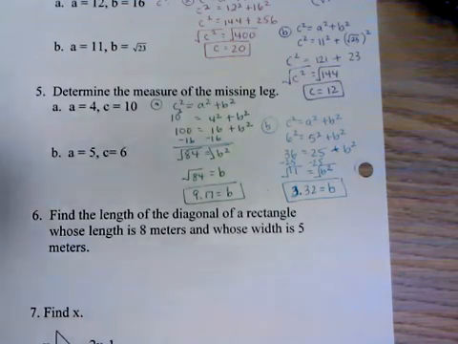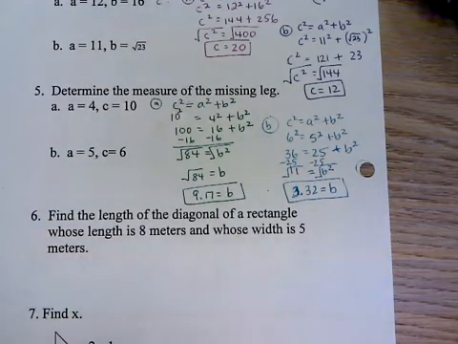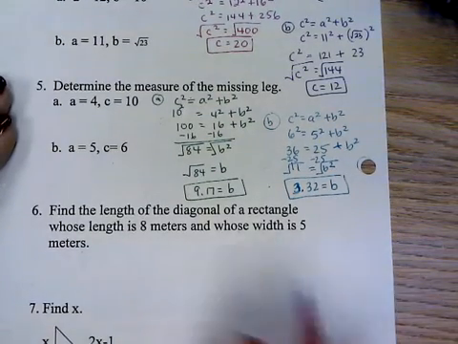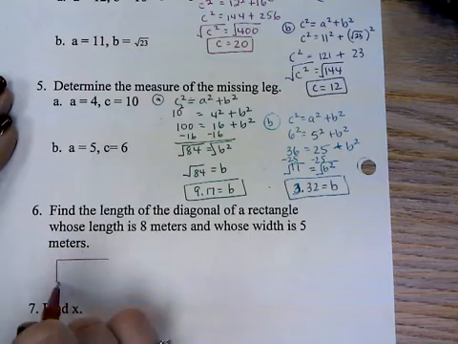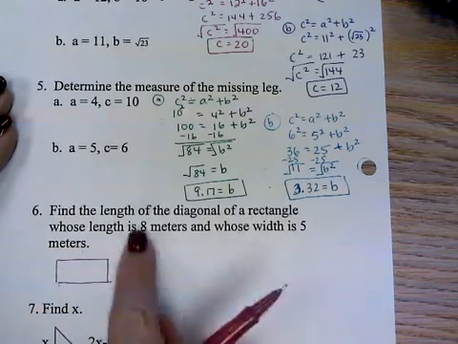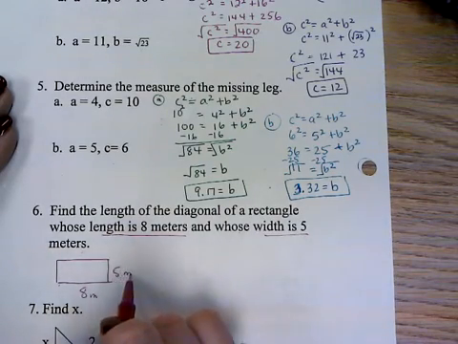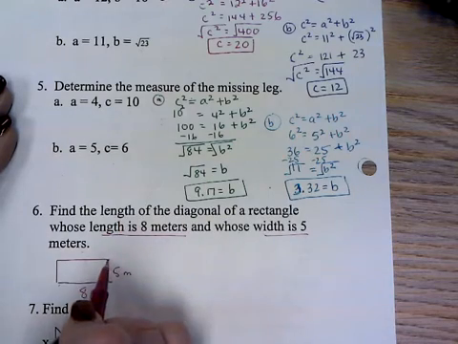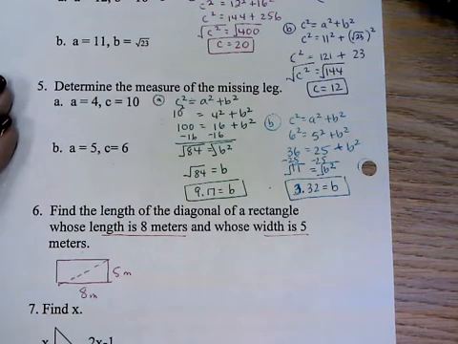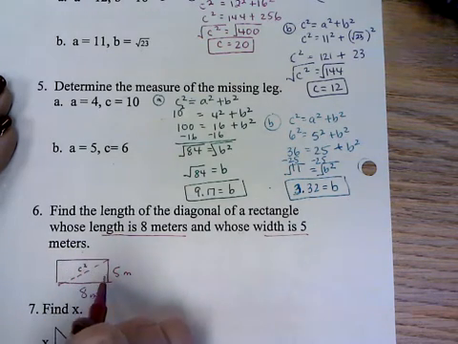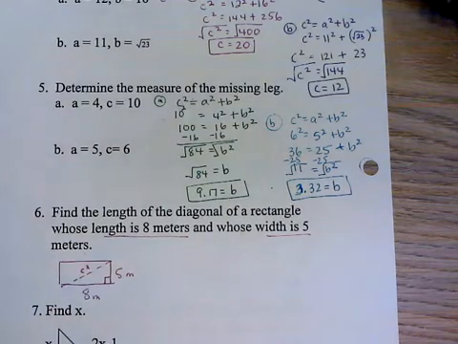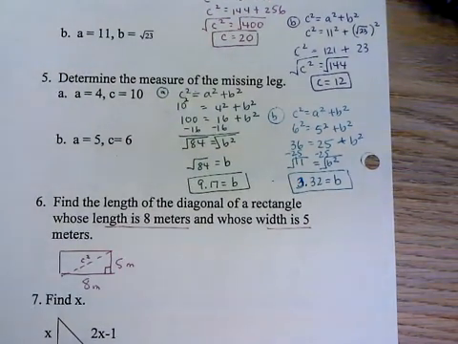All right, our next example is actually a word problem. You'll have a few of those as well today. It says, find the length of the diagonal of a rectangle whose length is 8 meters and width is 5 meters. First, we need to get a visual. I'm going to draw a rectangle. It says that my length is 8 meters and my width is 5 meters, and I want to know the length of the diagonal. That's a diagonal. It goes from corner to opposite corner, which is going to be my C because it will be across from the right angle in the right triangle formed in the rectangle.